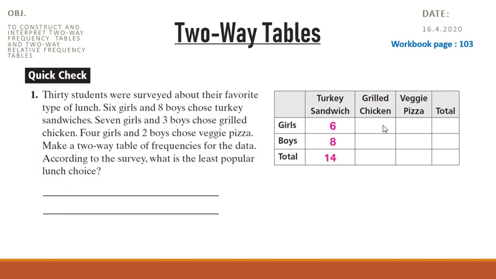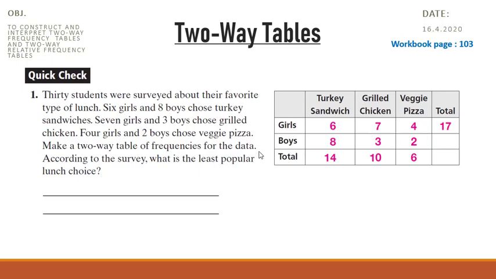Grilled chicken. Continue, Muhammad. 7 girls and 3 boys. Total, 10. Good. Veggie pizza: 4 girls and 2 boys. The total is 6.